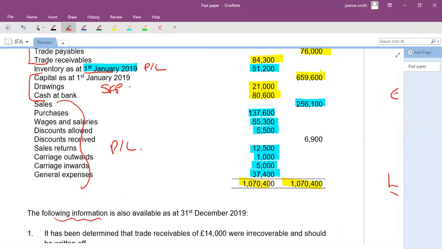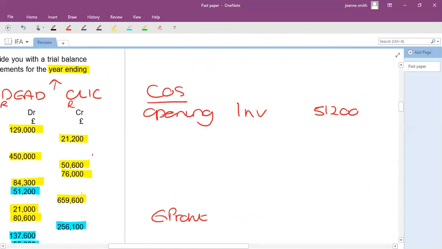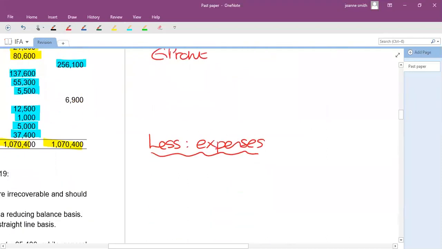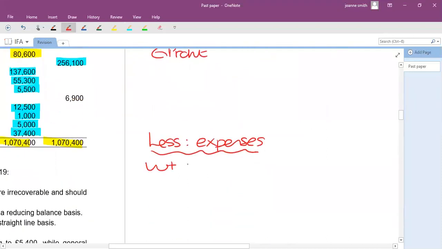So purchases are cost of sales. Purchases means the materials that you're buying with the intention to resell. Wages and salaries are just normal running costs, so they're just going to go in the expenses category. Same for discount allowed.